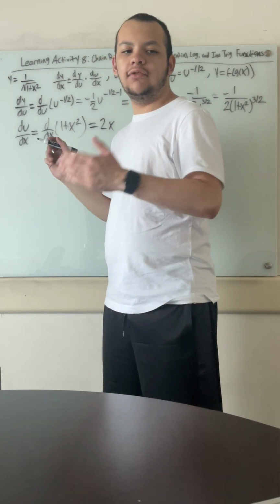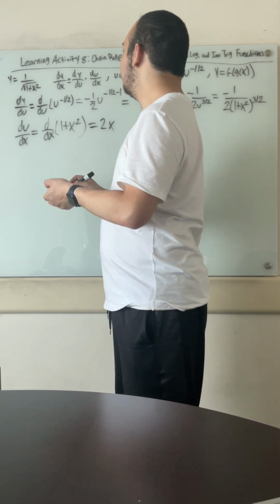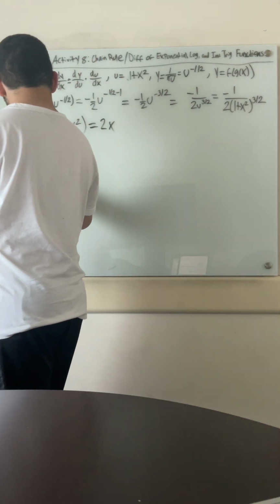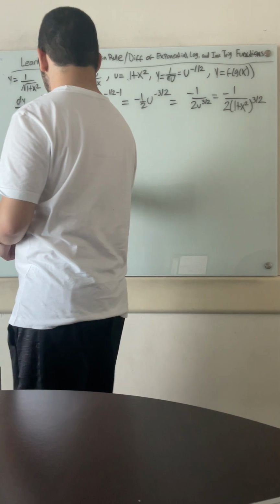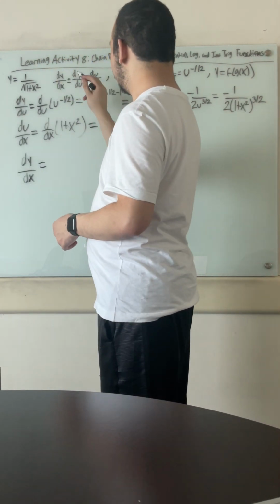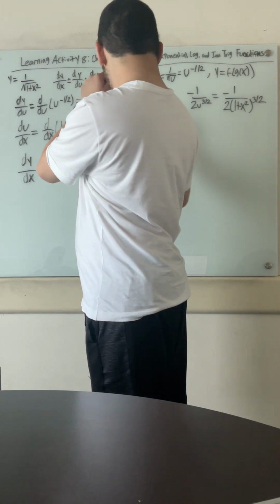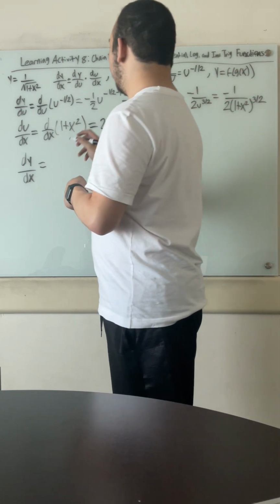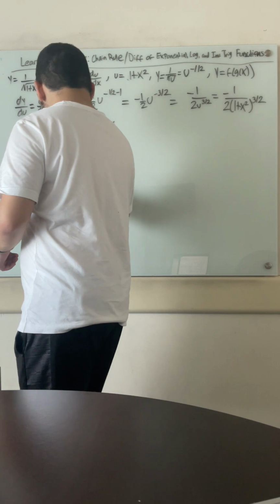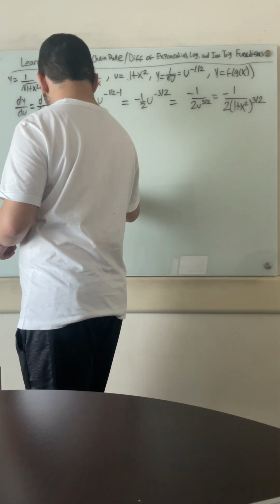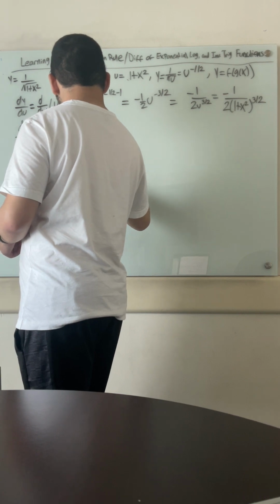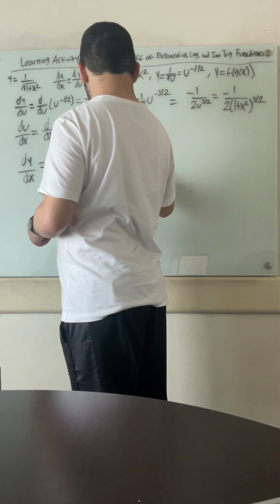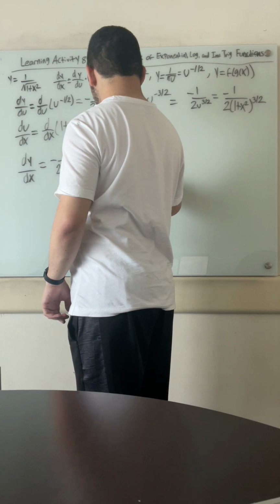So now that we have our dy/du and du/dx, we can solve for dy/dx. dy/dx is equal to dy/du times du/dx. Our dy/du is negative 1 over 2 times 1 plus x squared to the 3/2, times du/dx, which is 2x, so times 2x.